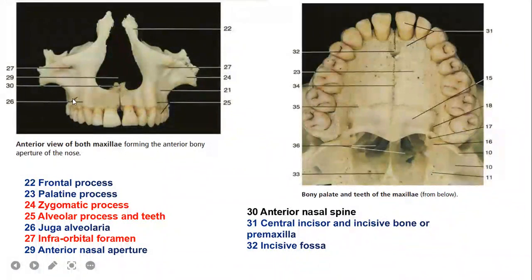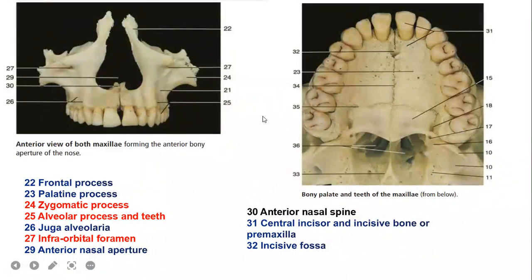The part labeled 26 is the juga alveolaria. And then the part labeled 27 is the infraorbital foramen. So remember, the infraorbital foramen is located on both the right and left maxillae. We have the part labeled 24, which is the zygomatic process. 21 is another alveolar process. Then 25 is the alveolar process of the teeth as well.